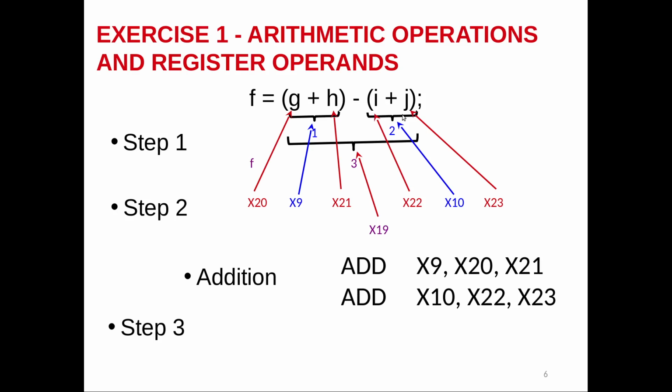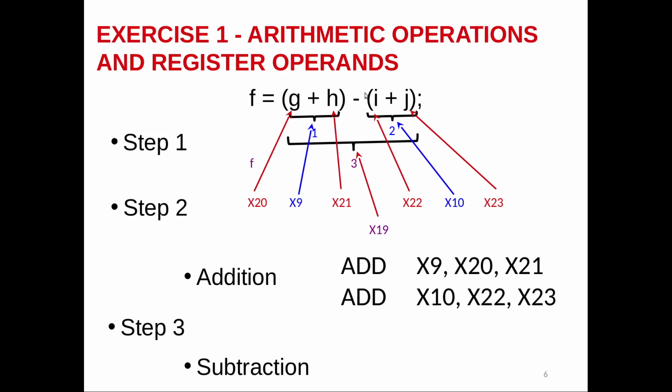Similarly, the second addition, I plus J, will be calculated by add X10, X22, and then X23, in which X10, that is the destination register, will equal X22, or the value of I, plus X23, or the value of J. The next one is the subtraction.